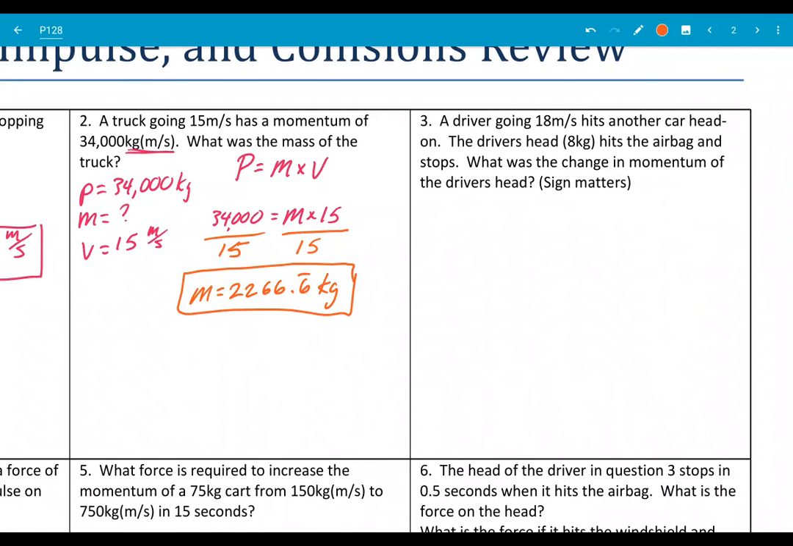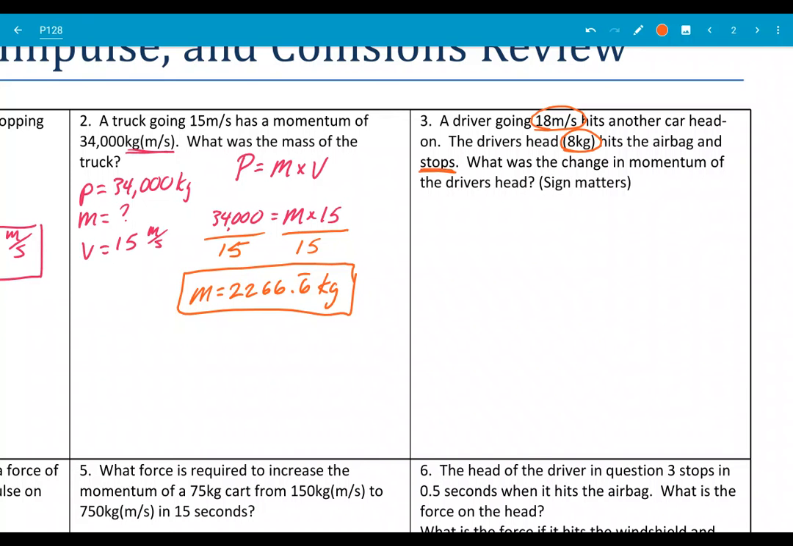They're going 18 meters per second, and they hit another car head on. The driver's head, which has a mass of 8 kilograms, hits an airbag and stops. What is the change in momentum of the driver's head? All right. Now, there's a few things to realize here. At the beginning, the driver's going 18 meters per second, and the head has a mass of 8 kilograms. That means that we can very easily figure out what the momentum is at the beginning. At the end, though, the question is, how much momentum does it have at the end?